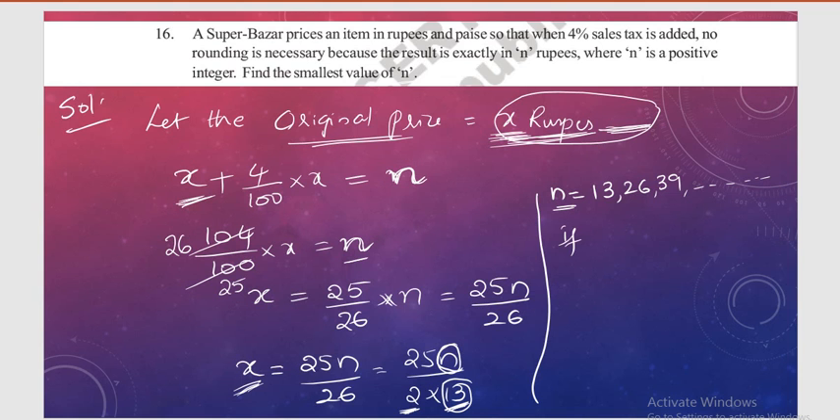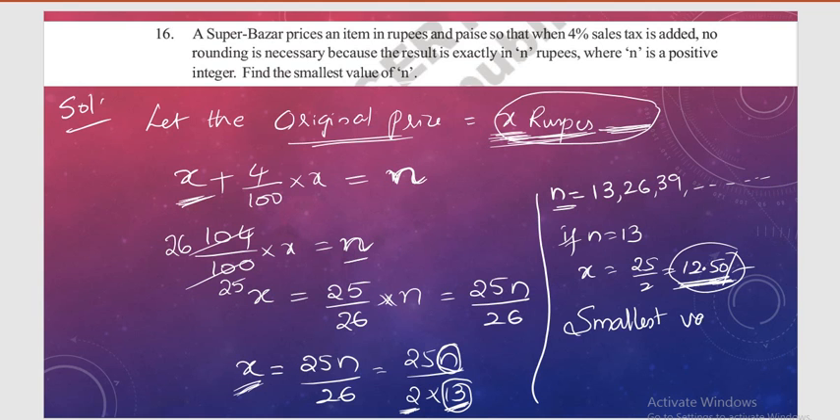Now suppose I take n equal to 13. Then this 13 and 13 will get cancelled, and x becomes 25 by 2. 25 by 2 is nothing but 12.5 rupees, so it becomes 12 rupees 50 paisa. If I take 4% of this 12 rupees 50 paisa, then I am going to get exact rupees. So the smallest value of n is 13. After 13, if you substitute other values, you are going to get some rupees and paisa.